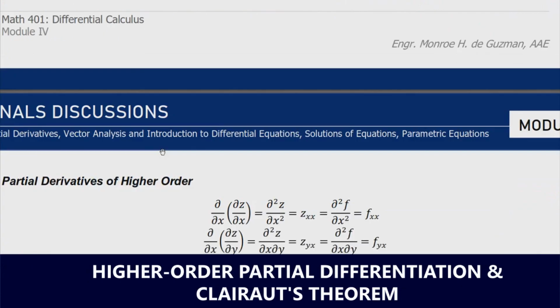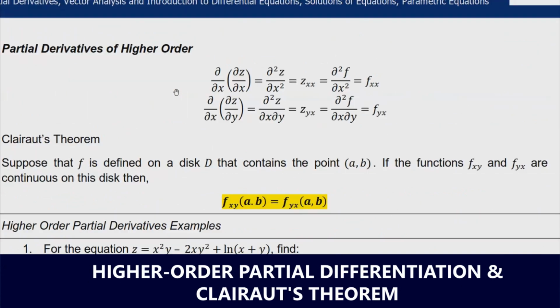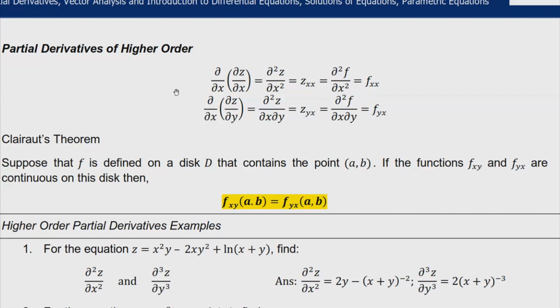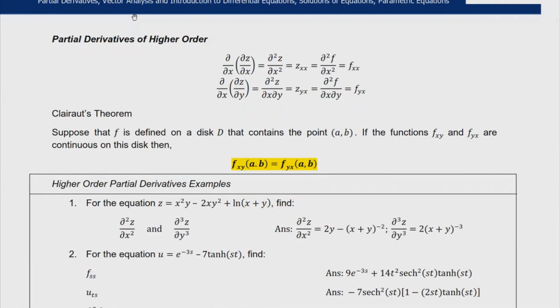So let's move on with the higher order partial derivatives. Of course, just as we have higher order derivatives in normal differentiation, we also have higher order partial derivatives. And you can express this as easily as it looks in this expression. For example, this one is the partial derivative of z with respect to x. And then whatever the answer is, if you take the partial derivative of that with respect to x, then you will get this expression. And that's already a higher order derivative.